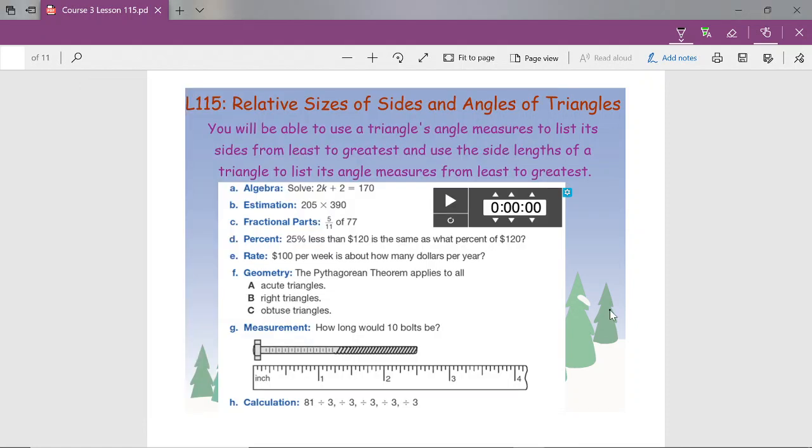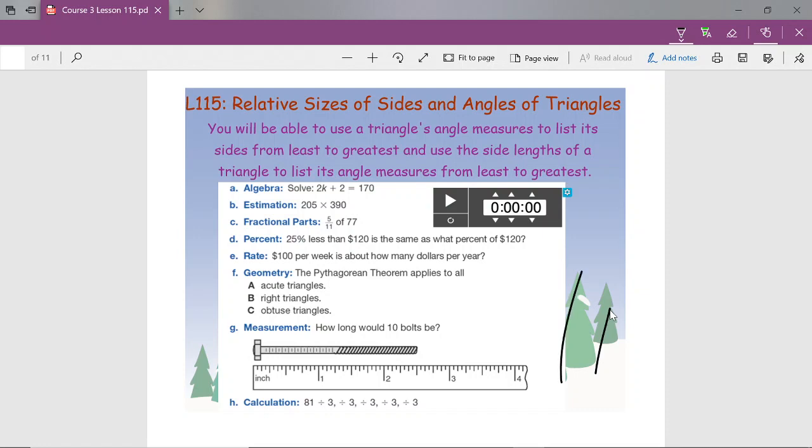Course 3, Lesson 115. We are looking at the relative sides and angles of our triangles. So our goal is to be able to list angle measurements from least to greatest and be able to list our side lengths from least to greatest without a lot of information being given.